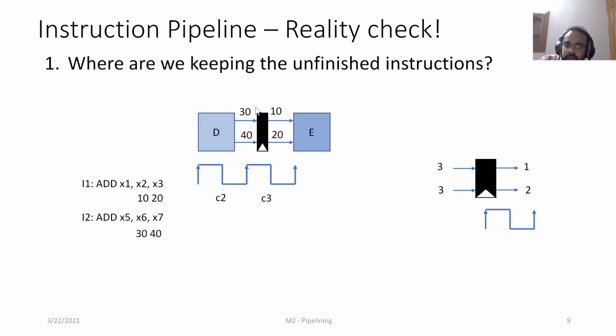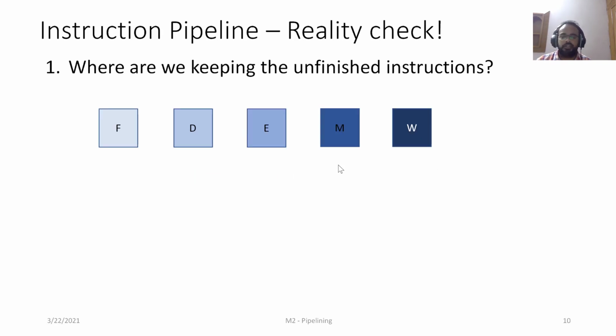And this particular buffer will latch on to 30 and 40 only at the end of cycle 3, means the rising edge here. But in the meantime, the execute stage will work on 10 and 20 and produce the value of 30. So this is how we can handle the data movement between the stages. Now let's try to extend it for the other stages also. We place one buffer between each of the stages of the pipeline.